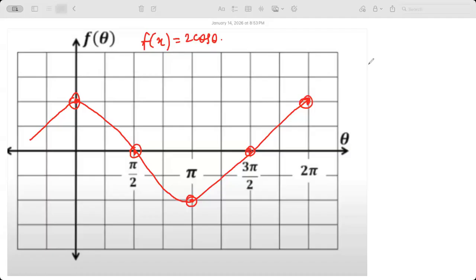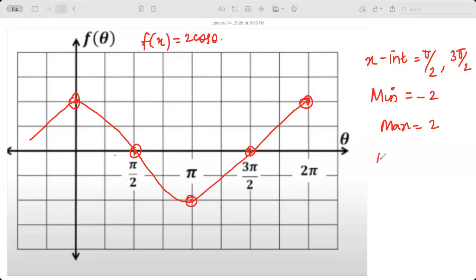Now guys, can you tell me the x-intercepts? It's a little different. The x-intercepts occur at pi by 2 and 3 pi by 2. Then min and max: min equals minus 2. Miss Priya, you said that the intercepts at pi over 2 and 3 pi over 2, aren't those y-intercepts? I'm sorry. They are x-intercepts, ma'am, because it crosses the x-axis, right?